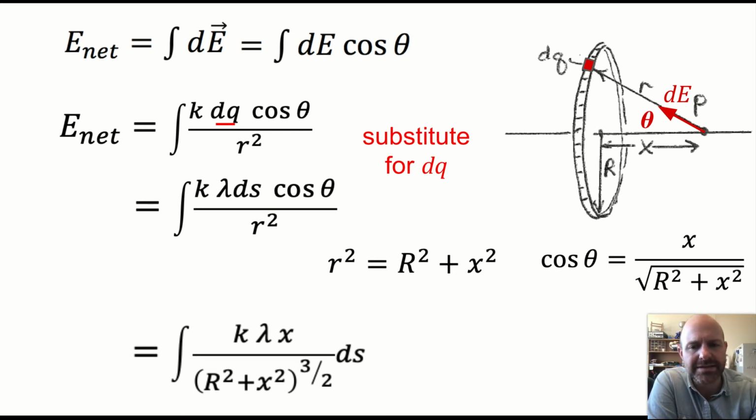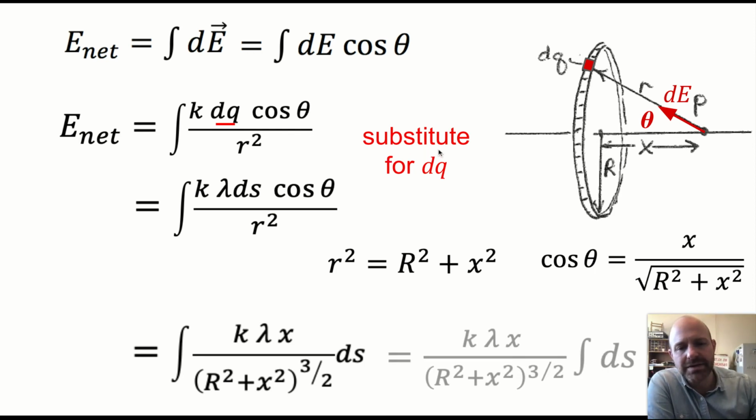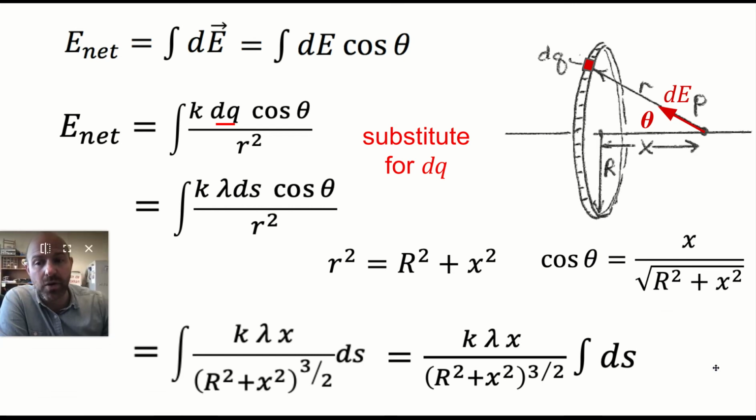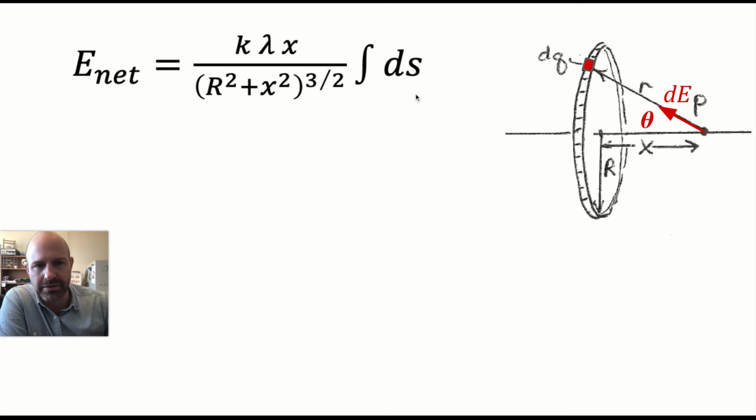But then we have ds, and it turns out that all that other stuff is just a constant. x is a constant for this problem. Capital R is a constant, k is a constant, lambda is the charge density. So this integral simplifies down quite a bit to just be a bunch of constants times the integral of ds. And the integral of ds as you go around the whole circle is just the circumference of the circle.